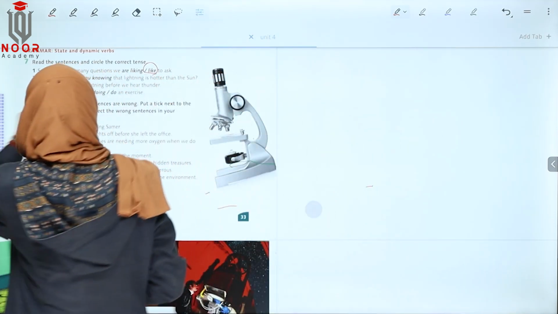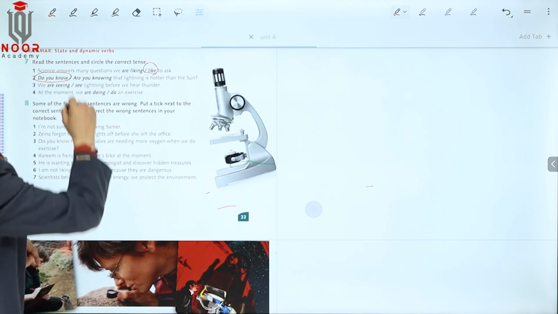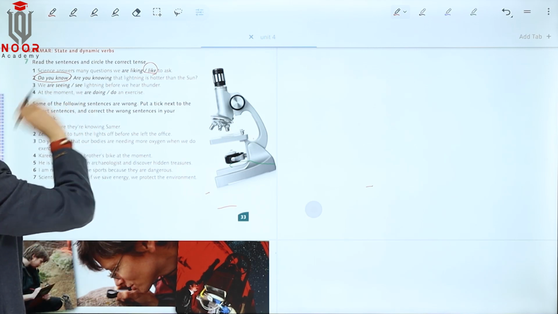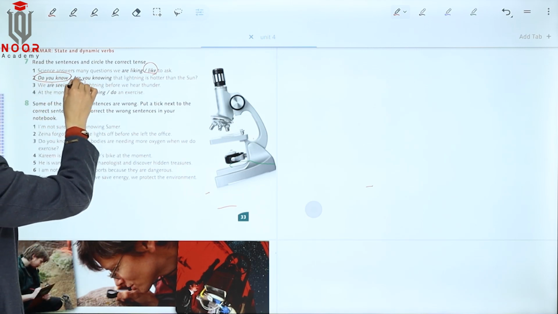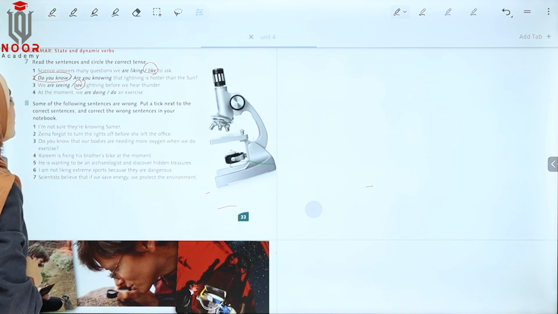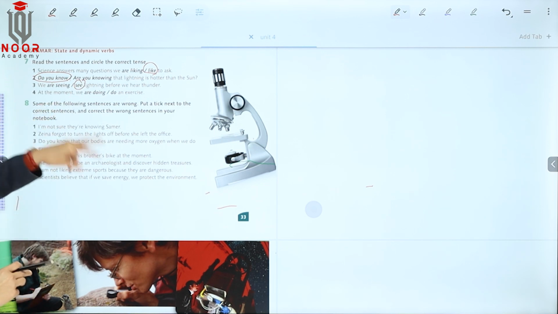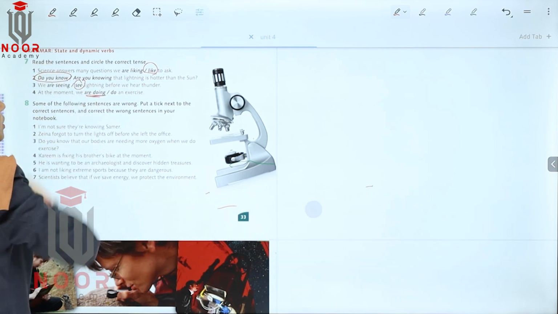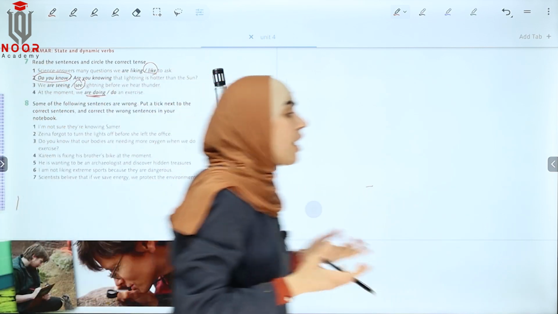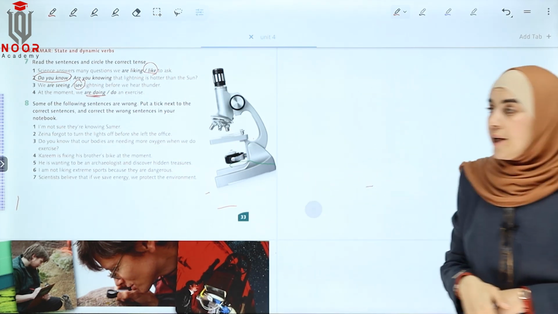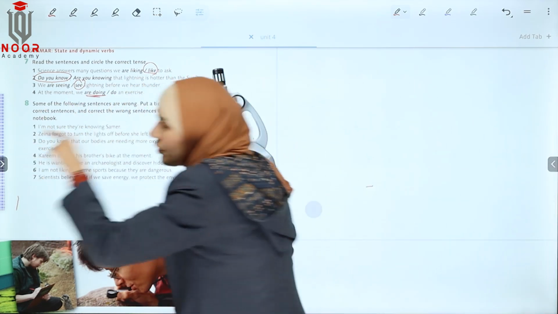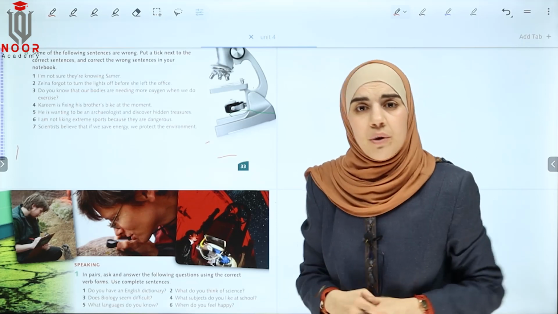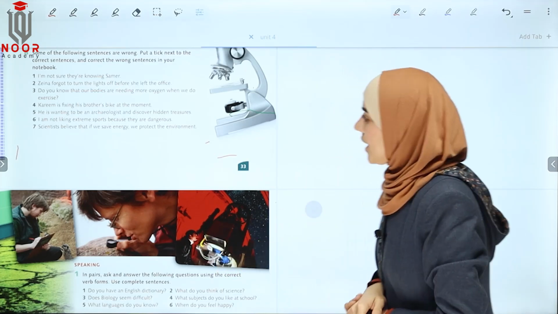3. We are see the lightning. We couldn't say seeing. We should say we see lightning. At the moment, we are doing an exercise. Yes, we are doing an exercise. Why? Because of the keyword. The keyword here talks about the action that is happening now.